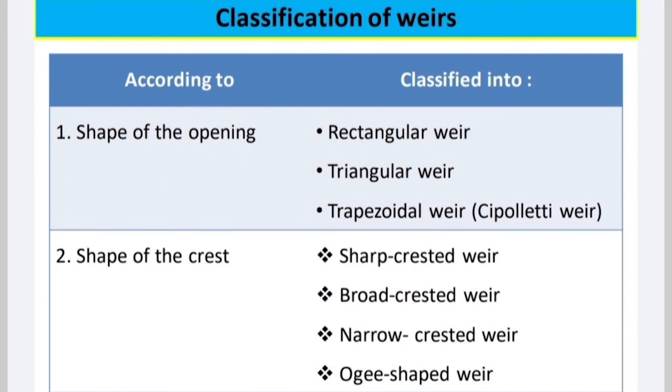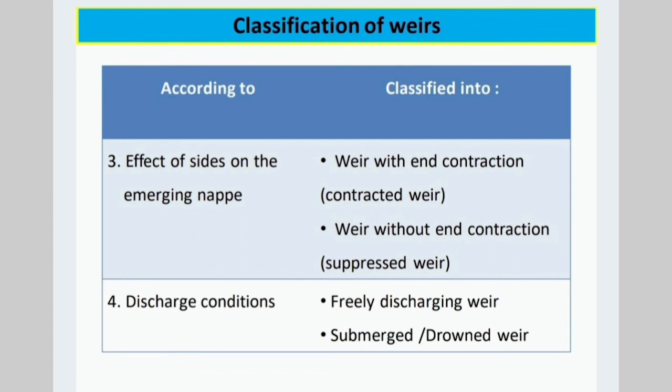According to shape of the opening, weirs are classified into rectangular weir, triangular weir and trapezoidal weir. And based on the shape of the crest, we have sharp crested weir, broad crested weir, narrow crested weir. Based on the effect of sides on the emerging nappe, weirs are classified as weir with end contraction, that is contracted weir, or weir without end contraction, that is suppressed weir. Based on discharge conditions, we have freely discharging weir and submerged or drowned weir.